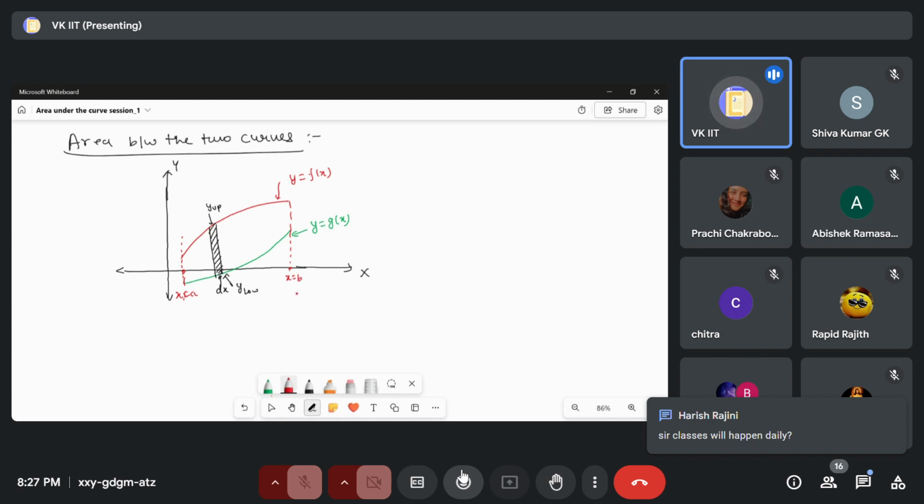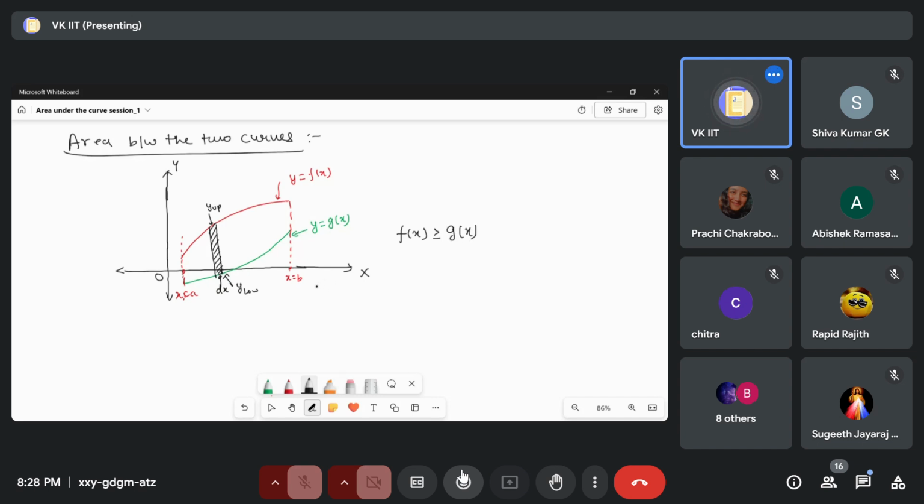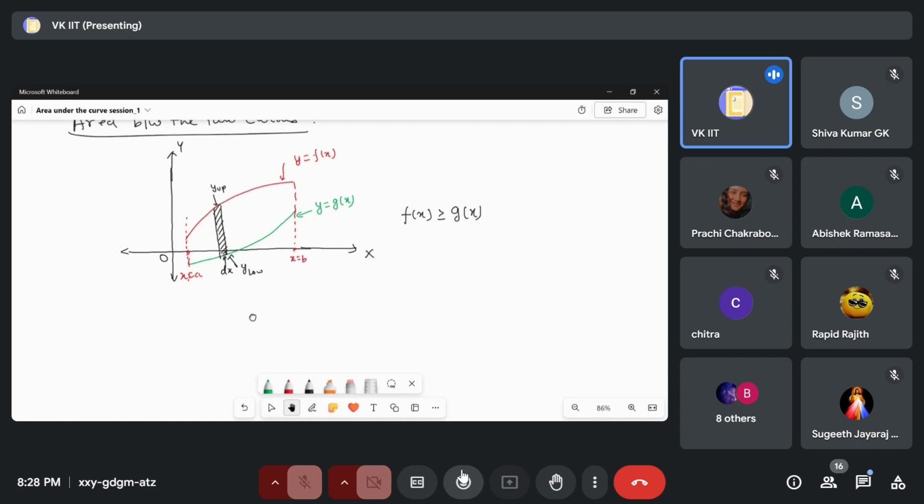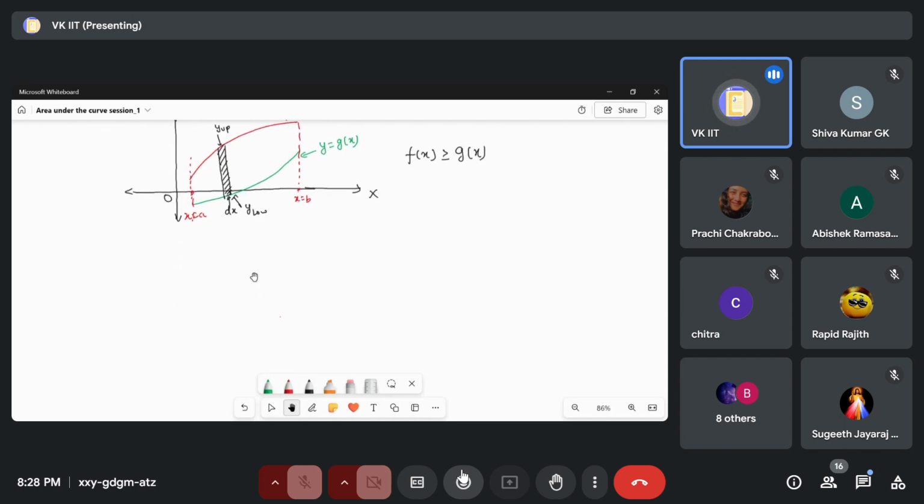They will always be asking you area between a particular limit, because these two curves are open, right? For open curves, how will you find the area? They have to restrict a limit, then only you can find out the area. And one more thing, in this case, since f(x) is above g(x), that means f(x) is greater than the g(x) function. So the idea is simple.